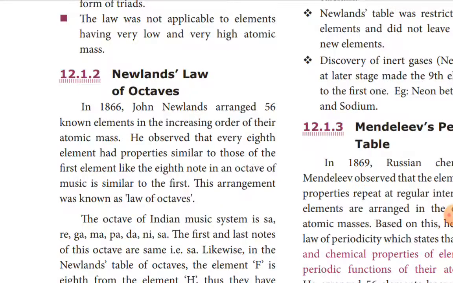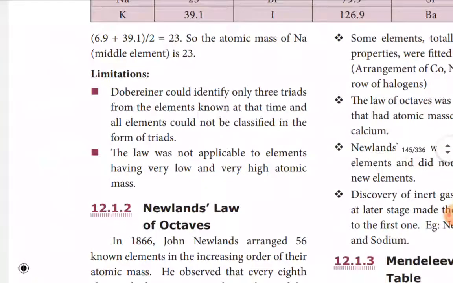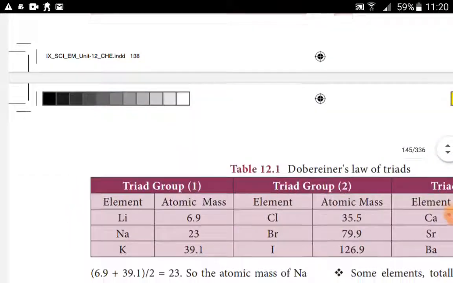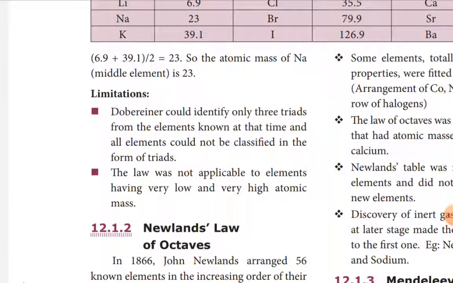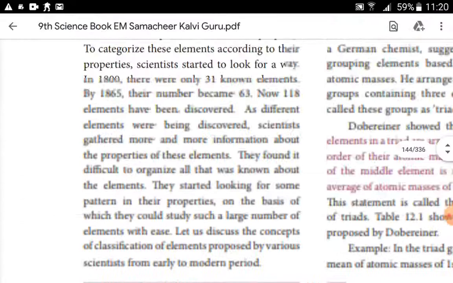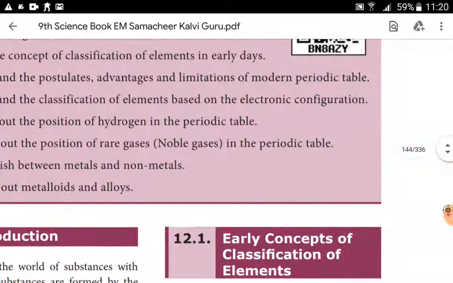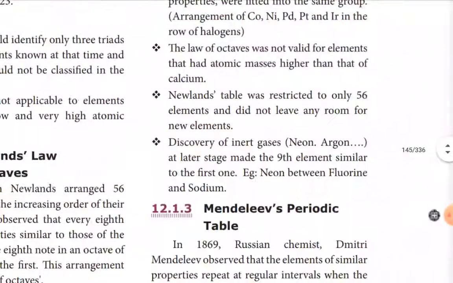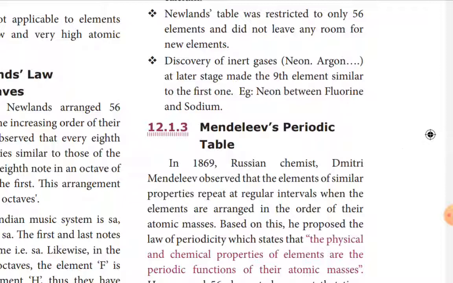So my dear students, you have to go through and prepare well. We have studied only two laws: Dobereiner's triads and Newlands' law of octaves. These two are the early concepts of classification of elements. The next one is Mendeleev's periodic table, which we will study in the next class. Go through what Dobereiner's triads are and the examples, and what Newlands' law of octaves is and what its demerits are. So don't waste time, prepare well.